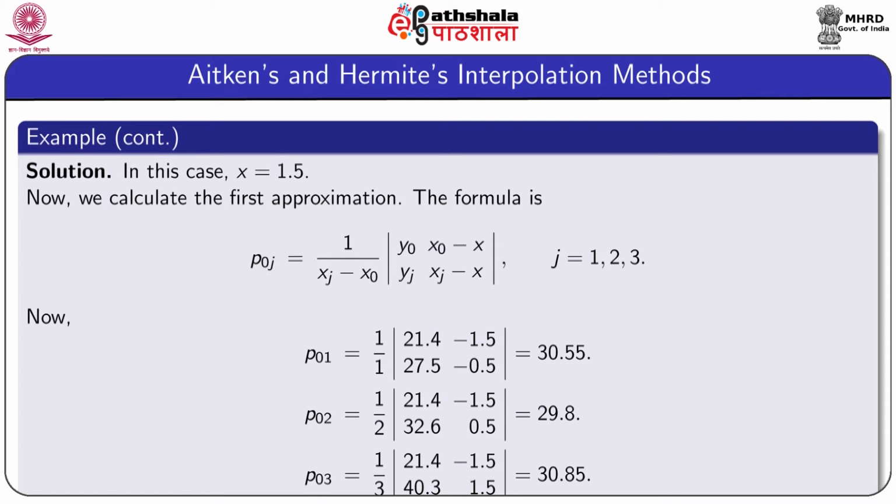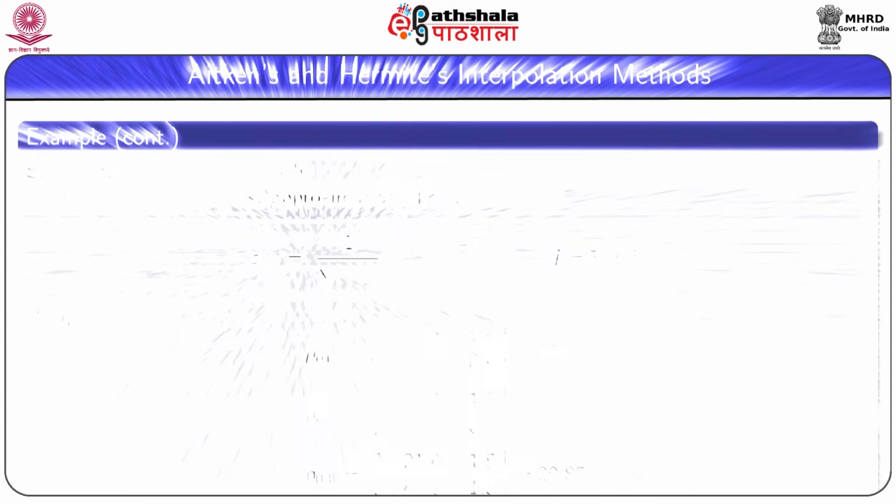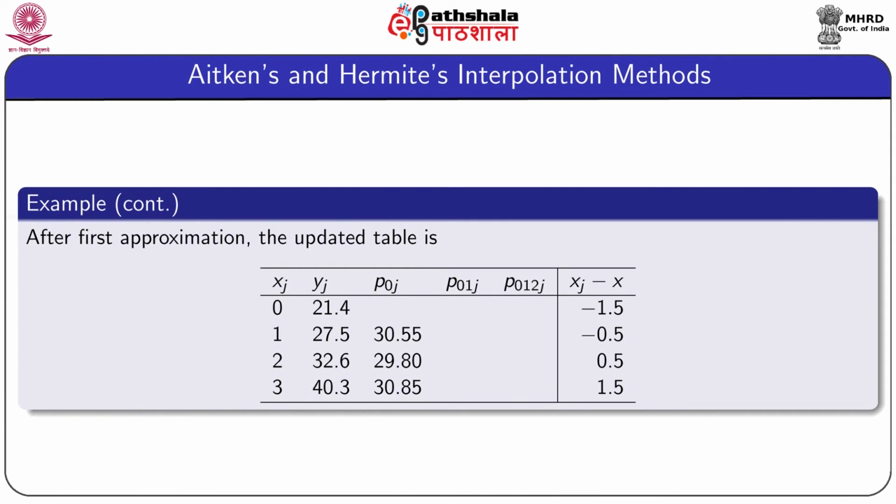Similarly, the value of the polynomial p 0 2 is equal to 29.8, and the value of the third polynomial p 0 3 is equal to 30.85. Now, using these values, the updated table becomes this one. The first column contains the arguments, the second column contains the ordinates, and the third column contains the values of the linear polynomials which are calculated in the first stage.